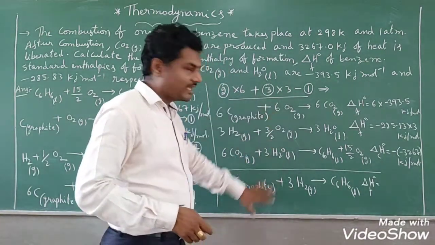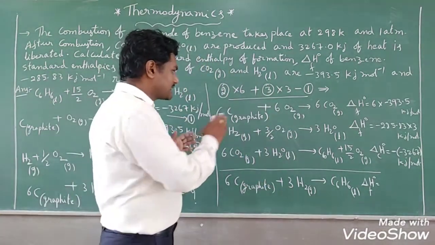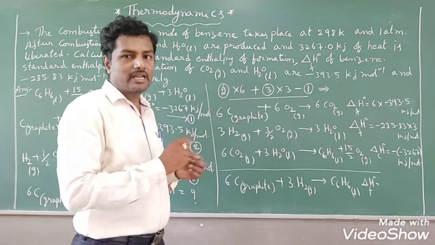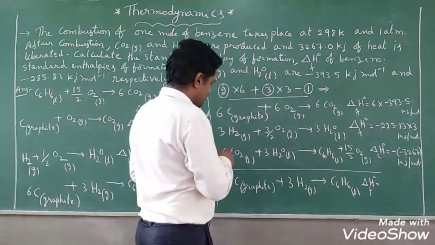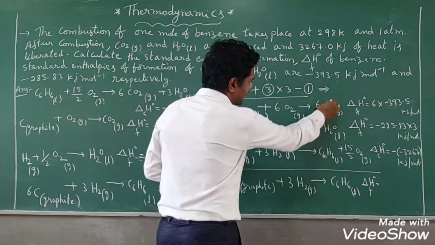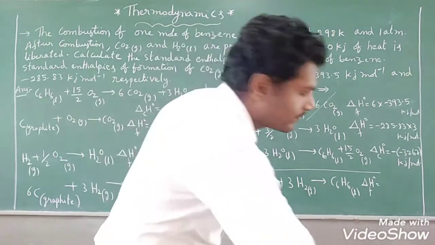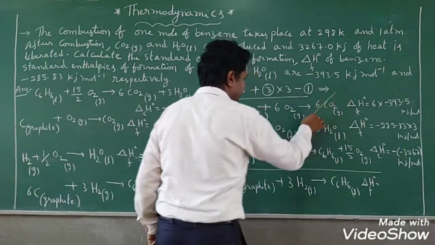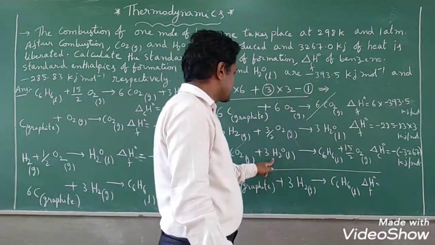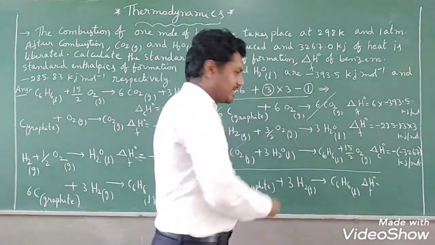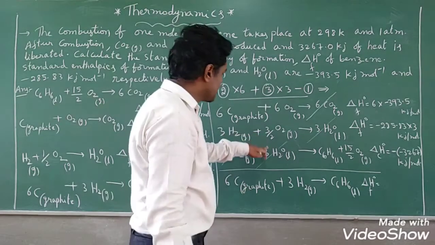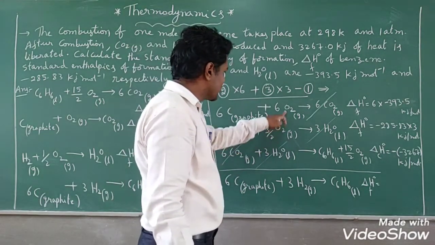Now you can add all these 3 equations. Then what will you get? Reactant side and the product side. Any common substance that is present, you can cancel it. Now you observe here, 6CO2 is there on the reactant side. On the product side 6CO2 is there now. You can cancel this. Yes. And 3H2O is there on the reactant side. On the product side 3H2O is there now. So 3H2O cancelled.